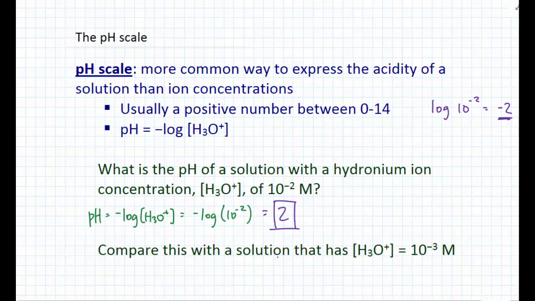Okay, what would pH be for 10 to the negative 3 molar? Yep, pH is negative log of 10 to the minus 3, which is 3.